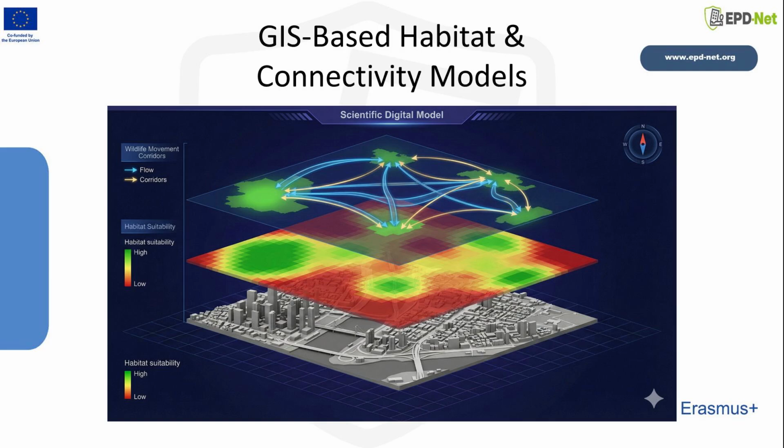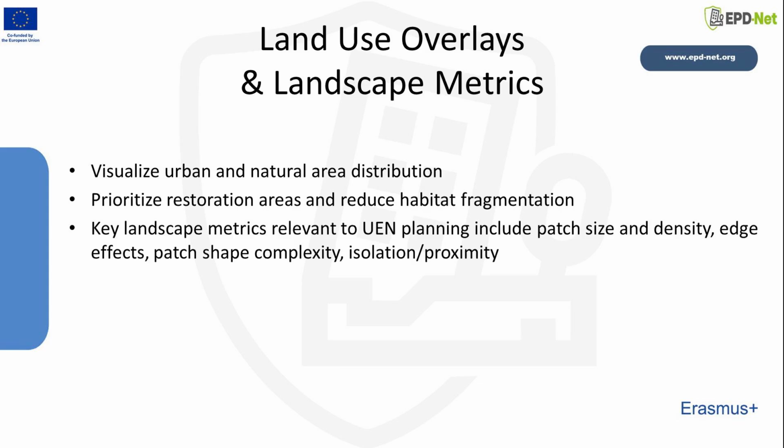evidence-based planning decisions. To understand the urban environment as a functional ecosystem, planners use geographic information systems, GIS, to overlay maps of different land uses, such as parks, residential areas, industrial zones, and remnant forests. This reveals the city as a mosaic of habitats with varying potential to support biodiversity.